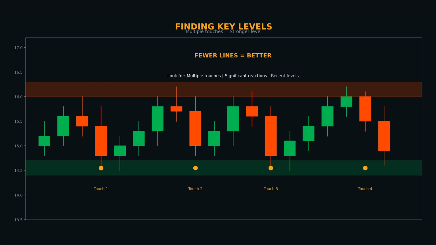Third, look for recent levels. A support level from last month is more relevant than one from 2 years ago. Markets evolve, traders change. Recent levels carry more weight because the traders who created them are still in the market. When you combine these 3 criteria, you typically end up with 2 to 4 key levels on any chart. Not 20, 2 to 4. That's all you need. And those are the levels where you should be focusing your attention.